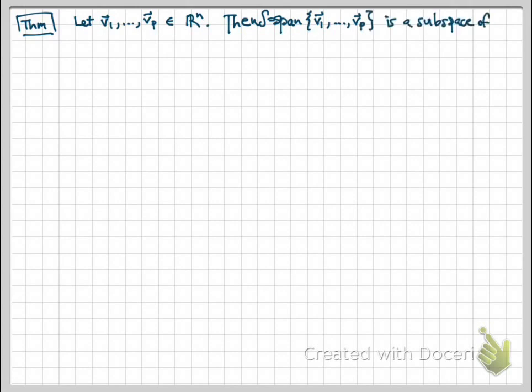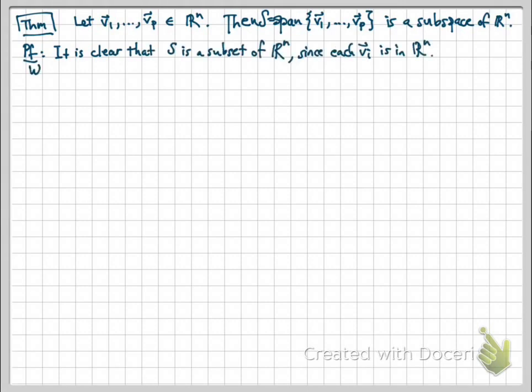Let's try to see that we've seen examples of subspaces, lots of subspaces already. So here's a theorem. If I take a collection of vectors v1 up to vp in Rn, then the span of those vectors, let's call it S, is a subspace of Rn. And so how would a proof of that go? Well, it's clear that S is a subset of Rn, since each of the vectors is a vector in Rn.